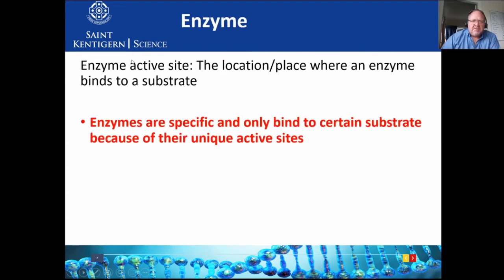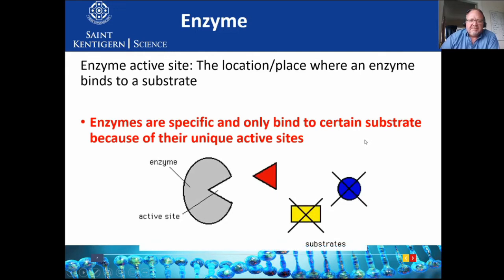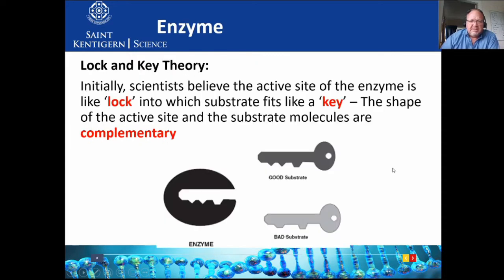Now the active site is the location where an enzyme binds to a substrate. As I said earlier, it is very, very specific. Enzymes will only bind to specific things because of their unique active site. So in this case, your rectangle will not be able to fit in there. It has to be the triangle.